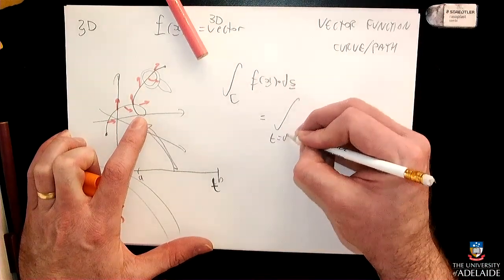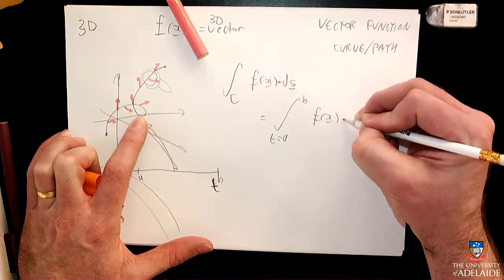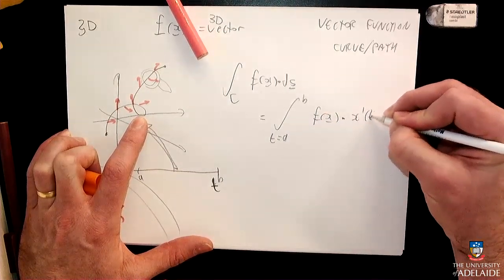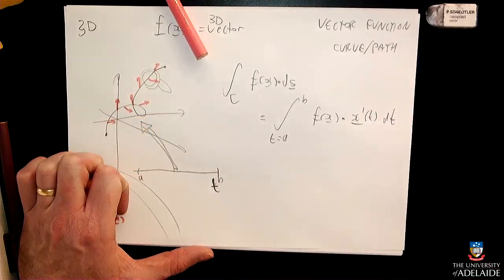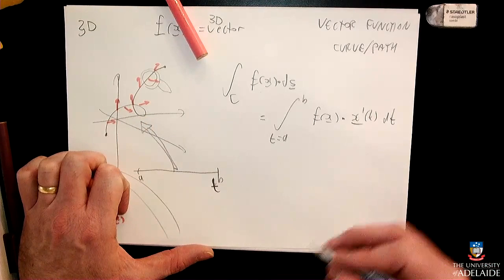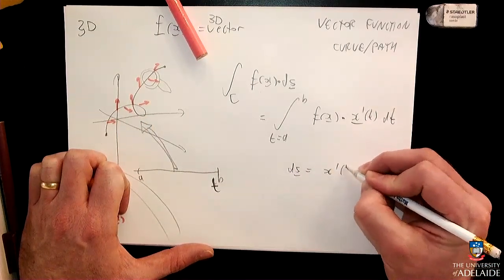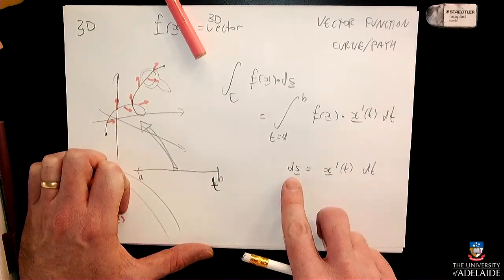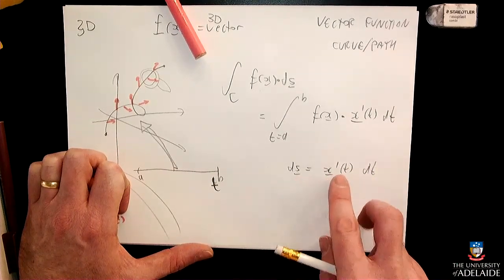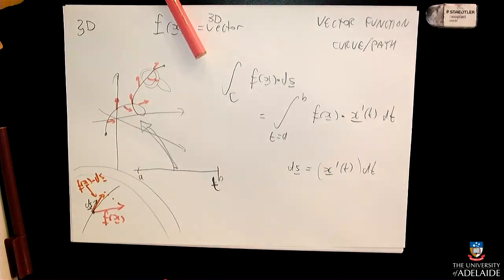The t goes from a to b of f of x dot x dash t dt. So the idea being that the ds, as t moves, the position moves, and so the only way to connect those is to do it via a derivative.